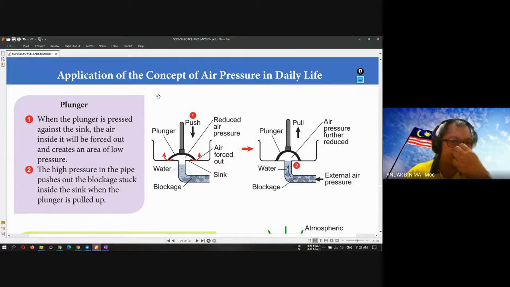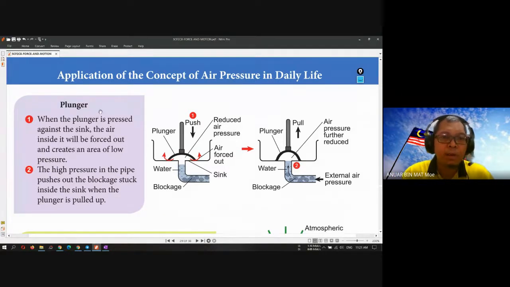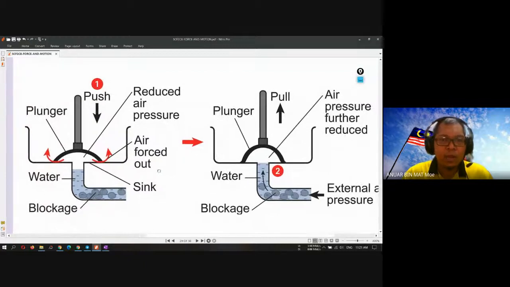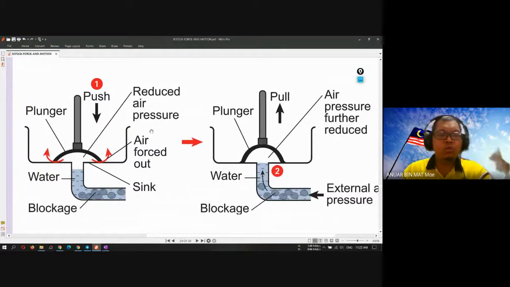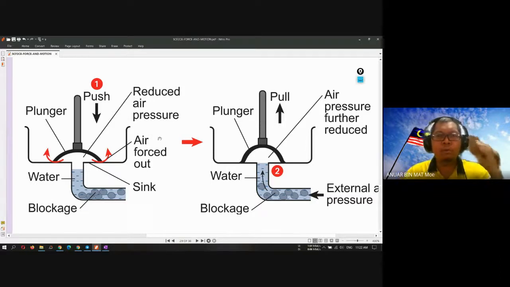Okay. Number one, the application of the concept of air pressure in daily life by using a plunger. You know the plunger. If you want to unblock the clog, the blockage in the sink, we use a plunger. When you use a plunger, either we push or we pull the plunger. Okay, we have two actions over here. One is push and one is pull.